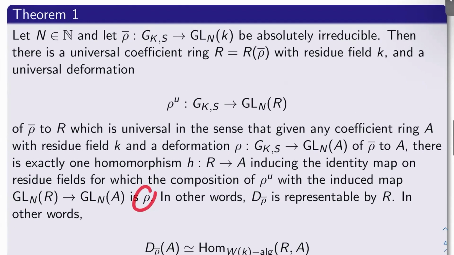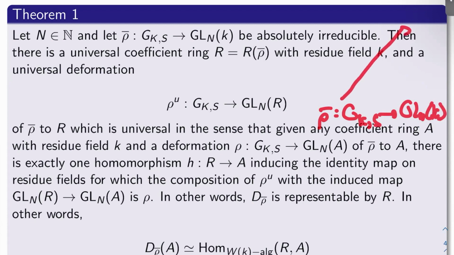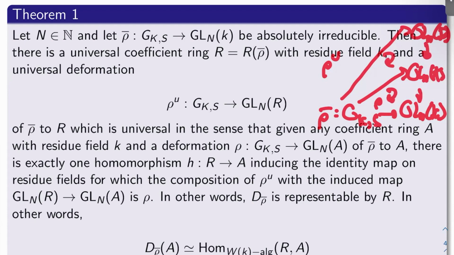So in other words, you have rho bar down here, right? So it's best to look at this diagrammatically. So GL_n of K. What I'm saying is there's like a big lift way up here, rho U, to some GL_n of some R, such that if you give me any other lift, rho, to GL_n of A, then all of these triangles commute. All these diagrams here commute.